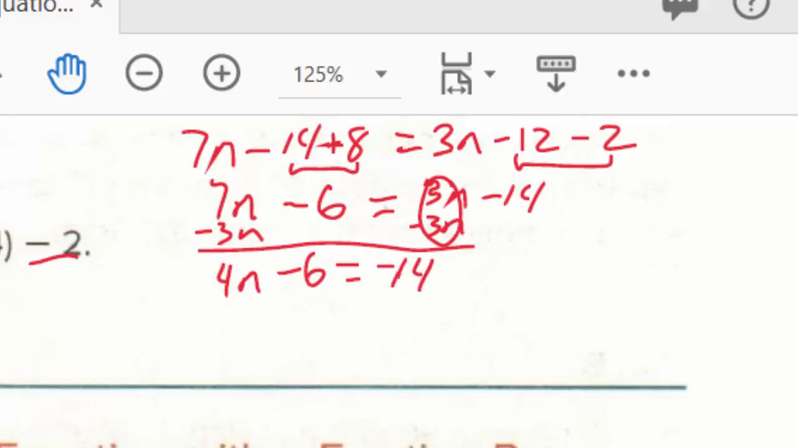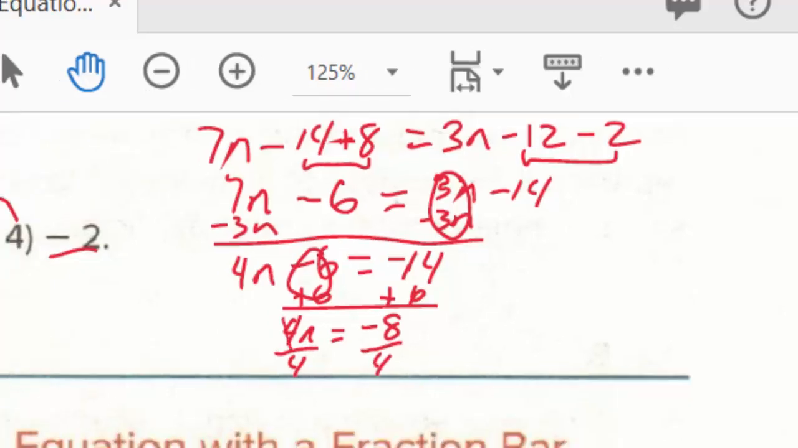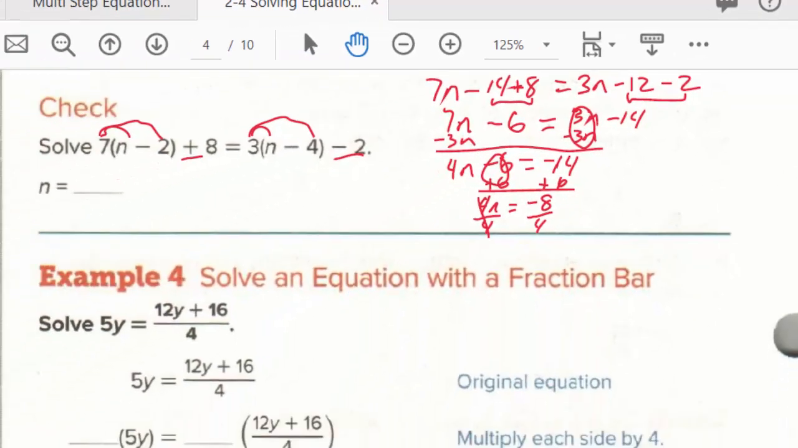Now it's a two-step problem. Get rid of the 6 first by doing the opposite. So plus 6, plus 6. This zeroes out. 0 plus 4n leaves you with 4n. Equal to, on the right-hand side, -14 plus 6 is -8. And the last step is to get rid of the times 4 by dividing by 4 on both sides. And remember, 4 divided by 4 is 1, not 0. And that leaves us with n, which we have on the left-hand side already. And -8 divided by 4 is going to leave us with a -2. So n should equal -2.